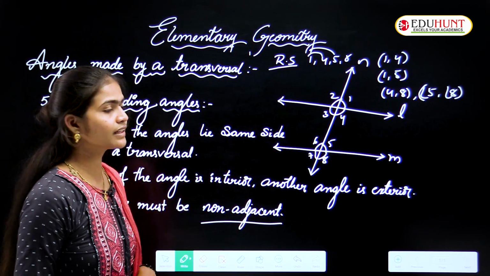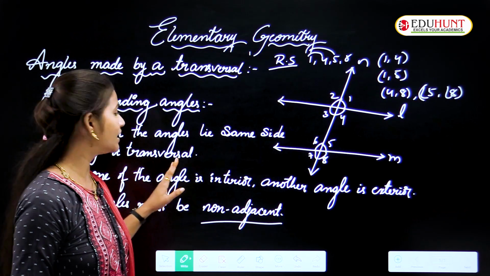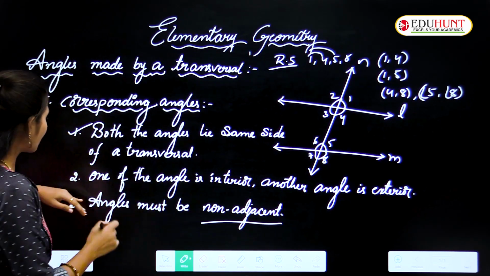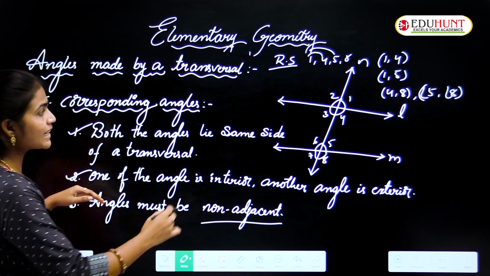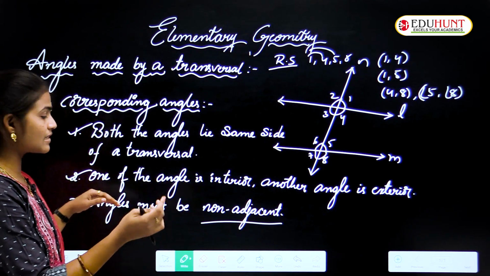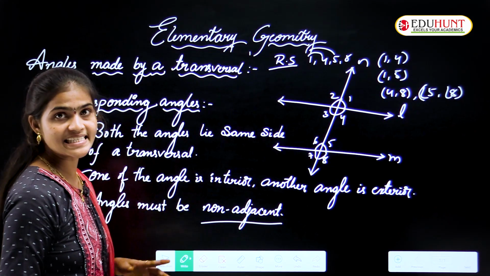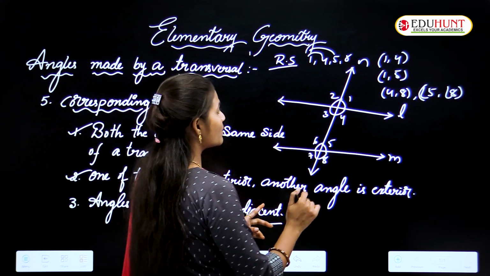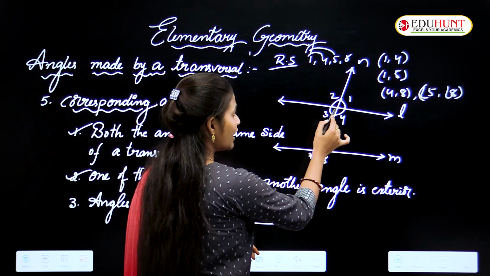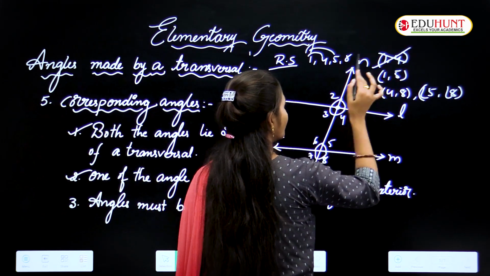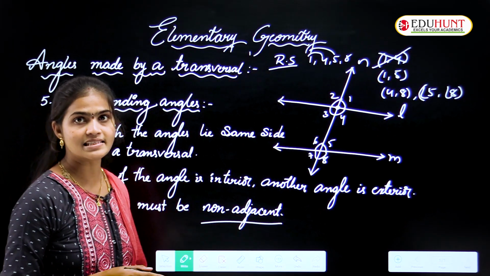Like this also we can take, no. I am writing here: according to the first point, I have written 4 angles. By using the second point, I have written 4 pairs. And the last one says that angles must be non-adjacent. Angles must be non-adjacent means 1 and 4 are formed at the same point. That's why 1 and 4, those two, are not corresponding angles.